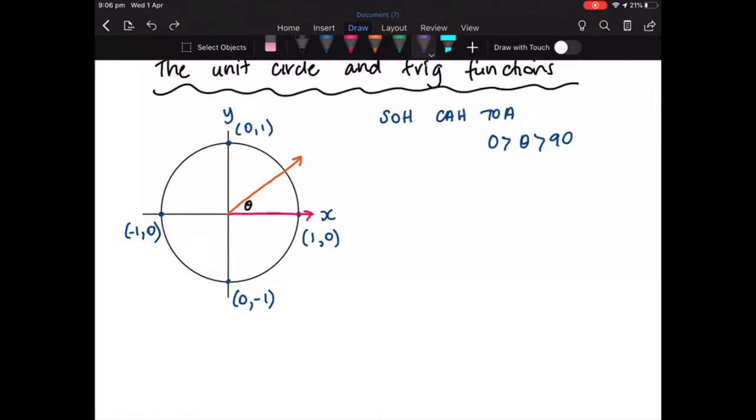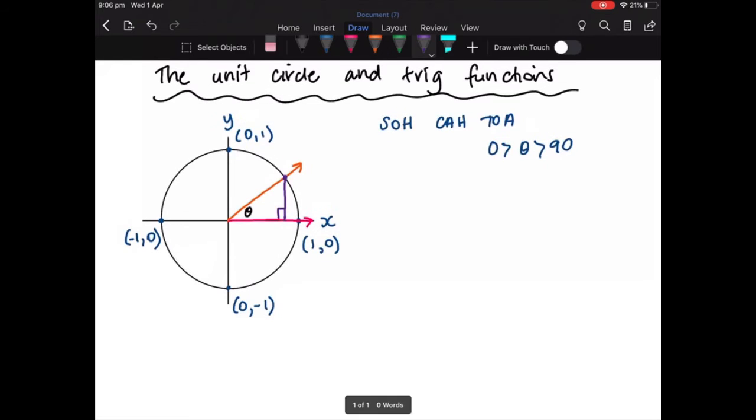All right, so now let's mark this point where the terminal side of our angle intersects with the unit circle. Now, if I turn this into a right-angled triangle, we can use what we already know about trigonometry and SOHCAHTOA to help extend our understanding. First of all, let's label this coordinate A, B.